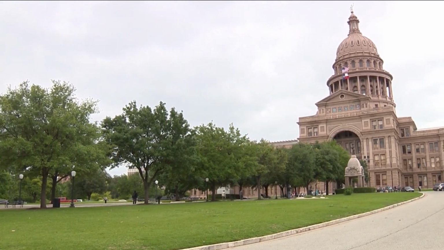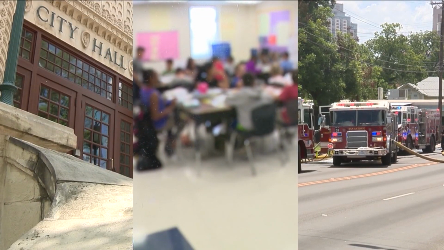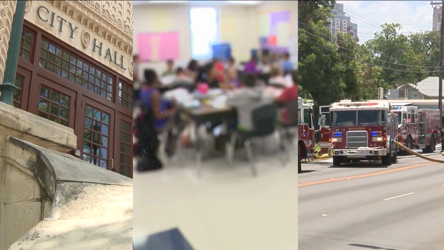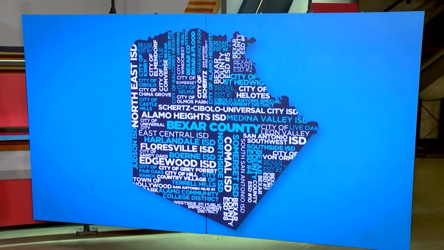Let's start here tonight. There is no state property tax in Texas. Instead, property taxes are paid to local governments, school districts, and other taxing entities. The money is collected by the county tax assessor-collector, who then divvies it up among those entities in the county. In Bexar County, there are more than 60 taxing entities.